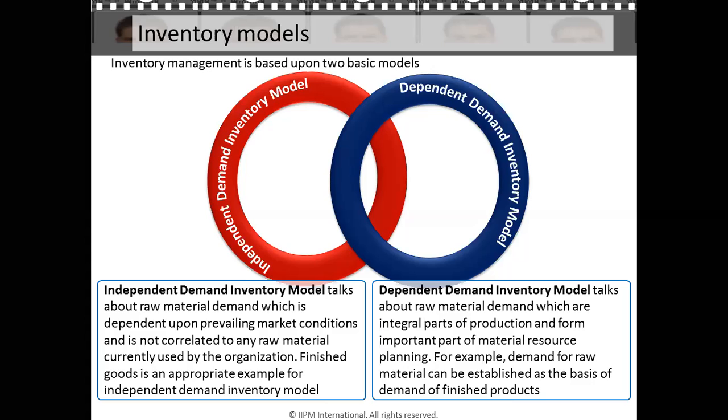Now the dependent demand inventory model talks about raw materials demand, which is an integral part of production and forms an important part of material resource planning. For example, demand for raw material can be established as the basis of demand of finished products.